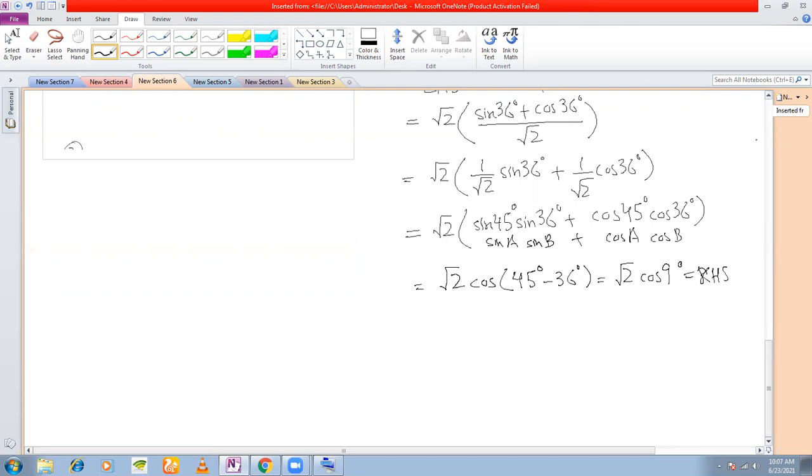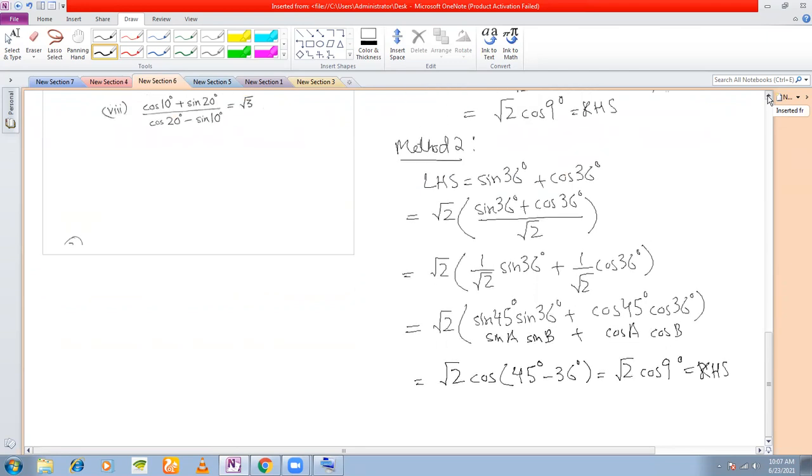Sir, can you explain once more? Second method? Yes, sir, second method. Second method, we take root 2 out first. See, this is sine 36 plus cos 36. We take root 2 out, right? Once we take root 2 out, because we are taking multiply in this expression by root 2, we need to divide also to compensate. Yes, sir. Now what I did was I separated sine 36 by root 2 plus cos 36 by root 2. Yes, sir. Now I can write this as 1 by root 2 into sine 36 plus 1 by root 2 into cos 36. Yes, sir.